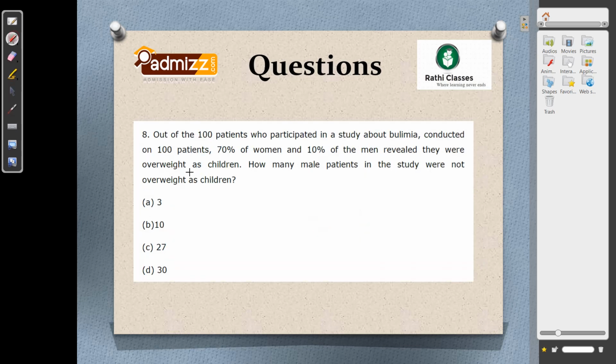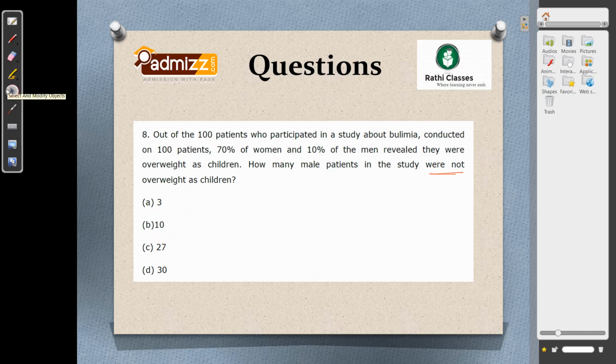Moving on to the next question, question number 8. As you can see here, out of 100 patients who participated in a study about bulimia, 70% of women and 10% of the men revealed they were overweight. How many male patients were not overweight? So you need to keep in mind the factor of male patients who were not overweight. If 10% are overweight, that means 90% of the remaining men are not overweight. So the digital sum of 90% is 9. If you see the option with digit sum 9, you will see the answer as 27. So this is the way you can apply the concept of digital sum to solve this problem.